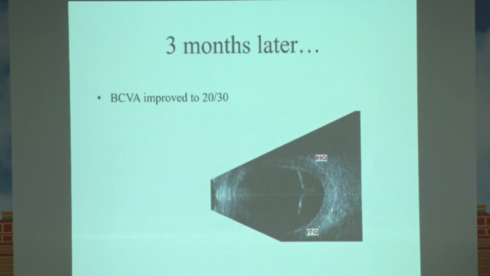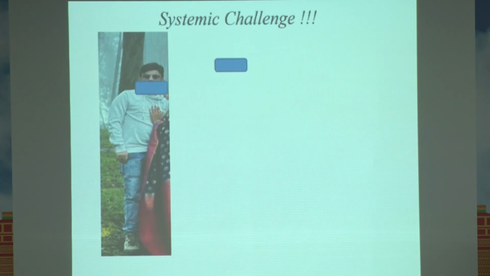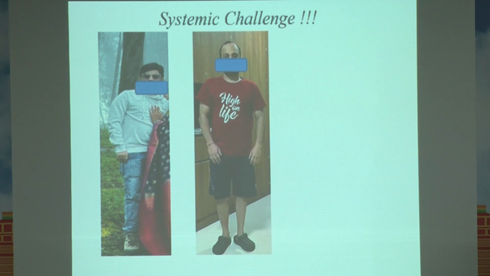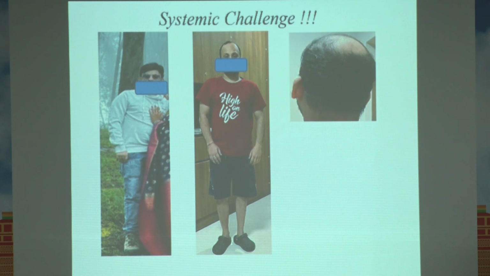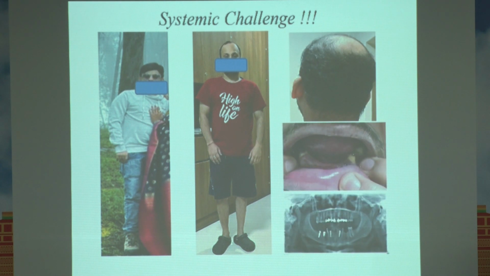The challenge does not end here. Systemically, we had challenges. The patient at the baseline was looking like this, and in a subsequent visit, we noticed a sparseness of the hair and an absence of dentition. Only 7 permanent teeth were present in that patient. Similar systemic features were noted in his mother, and so genetic counseling was done, which revealed WNT10A gene abnormality.